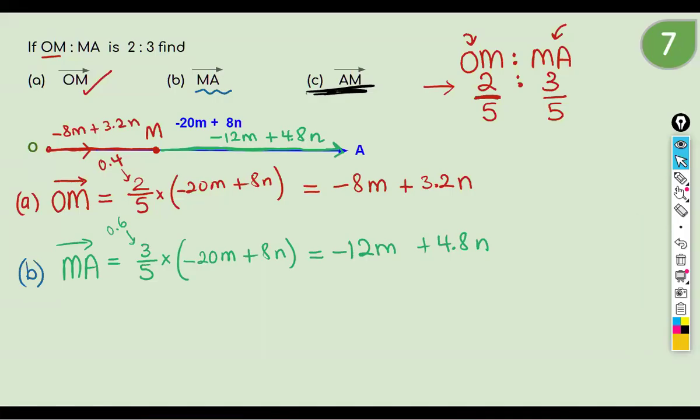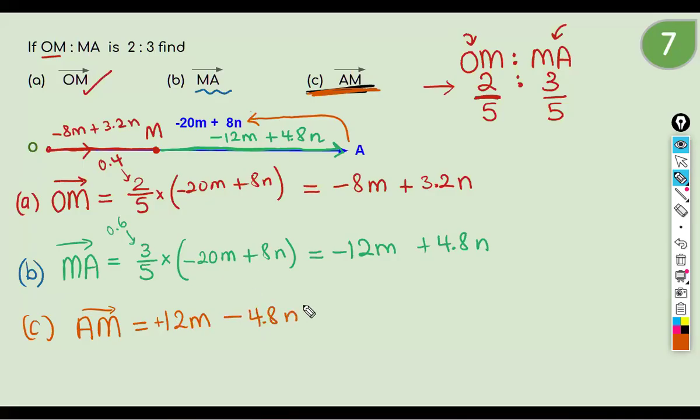Let me write the answer here quickly and use a nice little orange. For C, I ask you to find AM. Isn't AM the opposite direction of MA? MA is the green value. So AM, we just have to make what? The signs the opposite. So instead of it being minus 12, it's positive 12m. You can put a positive in front if you want. It's a good idea to put it. And this becomes minus 4.8n. Look for your mistakes. Look for your mistakes.